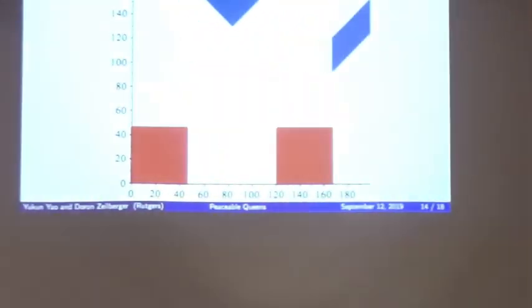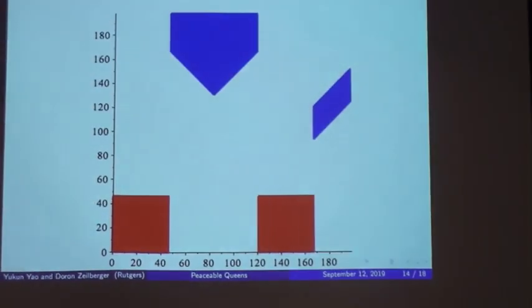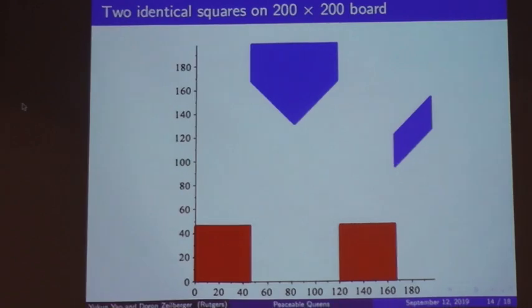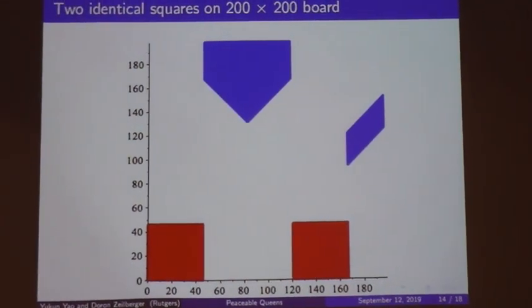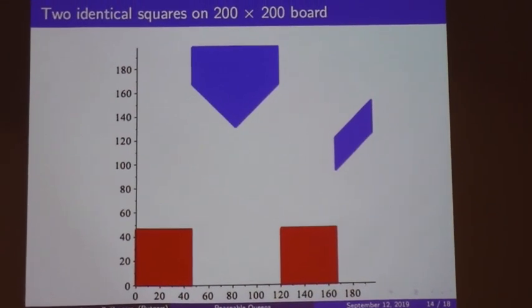So now we want to think about two identical squares. So why did we choose two identical squares? Because they have relatively fewer parameters. So in this case, we only have two parameters. The first one is the side length. The second one is the location of the lower left corner of the right square. So generally it's easier to do this.